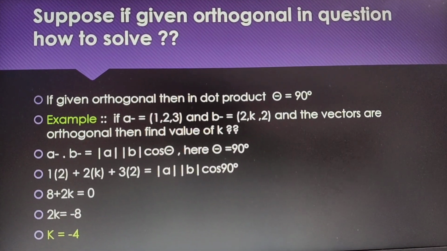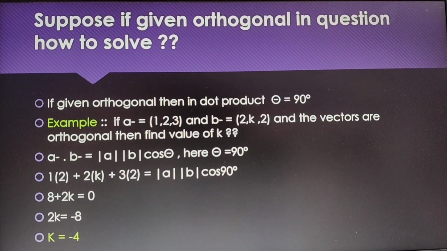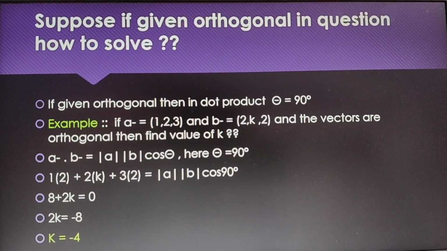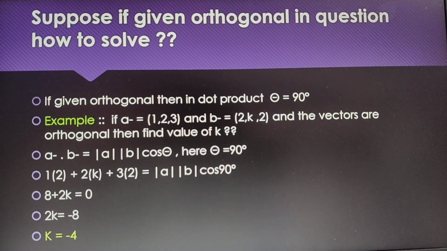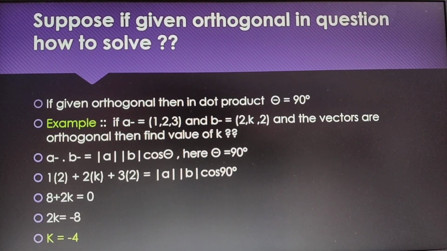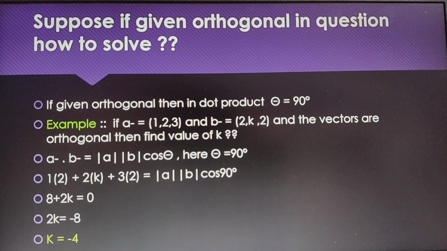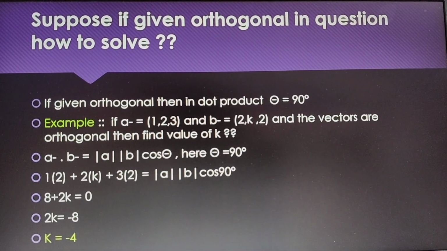Theta is 90 degrees. Then the geometric formula for dot product is mod A mod B cos theta. Then cos 90 degrees will be 0. So on the LHS side, 8 plus 2k is equal to 0. K is equal to -4. So this is tallied and proved.